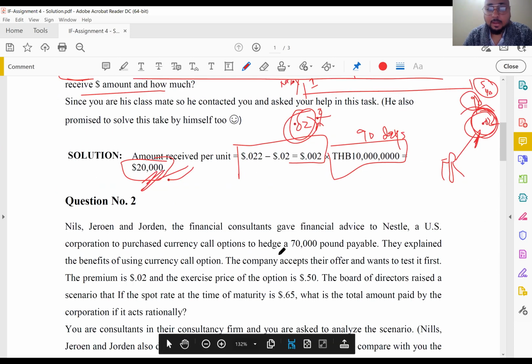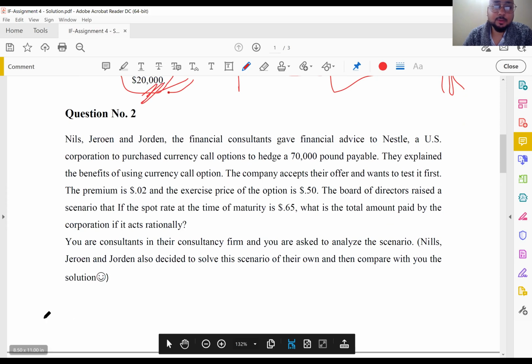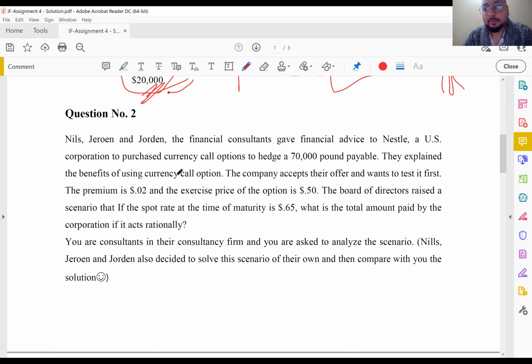Okay. Question number 2, let's talk about this. Niels, Jaron, and Jordan, the financial consultant, gave financial advice to Nestle, a US corporation, to purchase a call option. Now this is a purchase call option, right? To hedge 70,000 pounds payable. What does it mean? So they want to pay, right? So that's why they purchase a call option. Okay, understand? So they explain the benefits of using call.